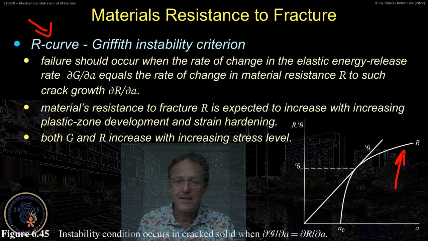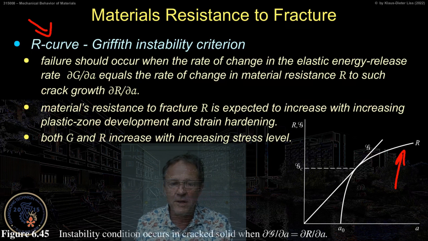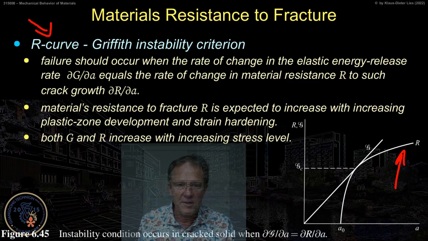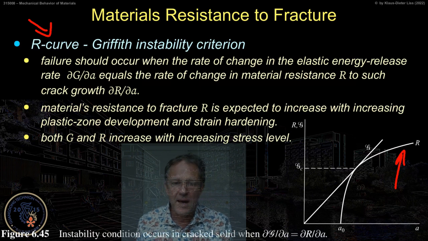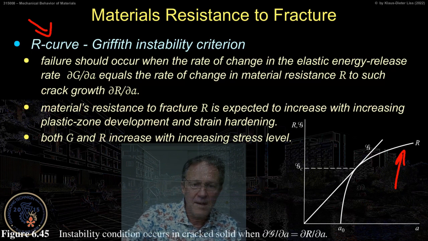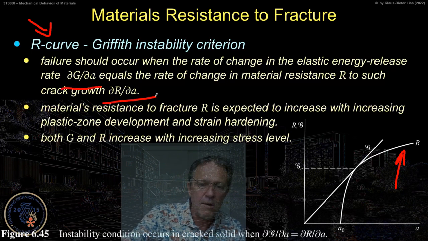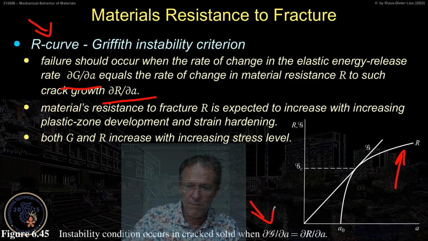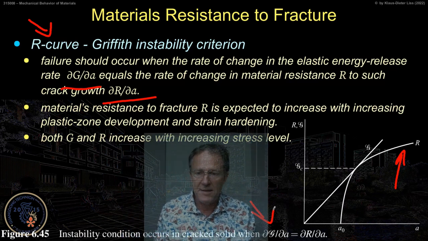So the material's resistance to fracture R is expected to increase with increasing plastic zone development and strain hardening. We talked about strain and stress hardening processes in different chapters, for example in the dislocation chapter, work hardening. So both G and R increase with increasing stress level. And when they have the tangent, the equal slope, dG over dA equals dR over dA, as shown there as well in the figure caption, then we get the instability.